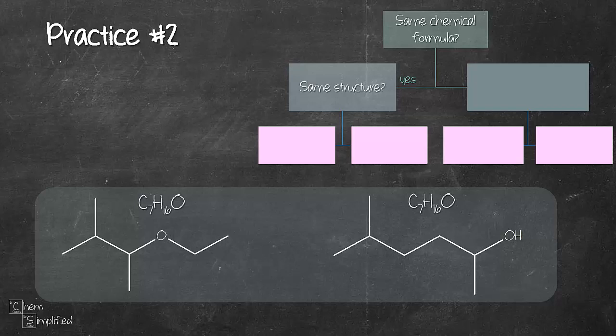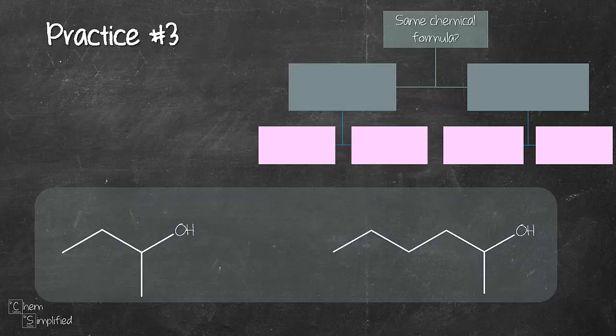Now just by merely inspecting this, you can easily see that they do not have the same structure. Why? Because the compound on the left hand side is an ether. The compound on the right hand side is an alcohol. So there's no way an ether is an alcohol. So they do not have the same structure. And that's why our classification is isomer. Pretty easy, right? Now we move on to our third example.